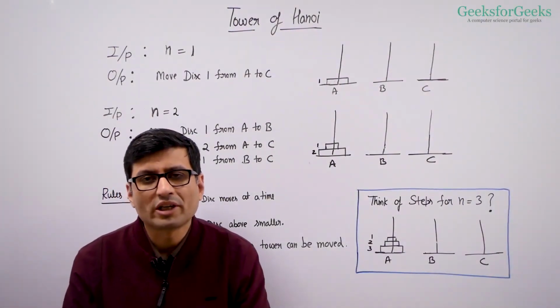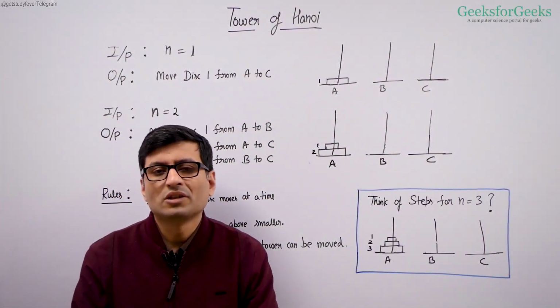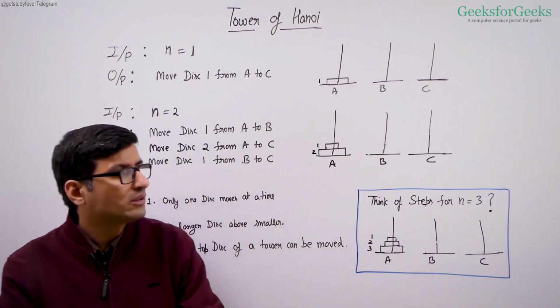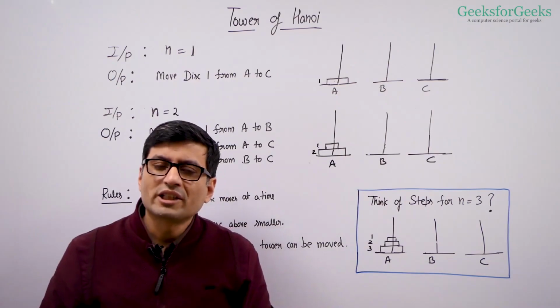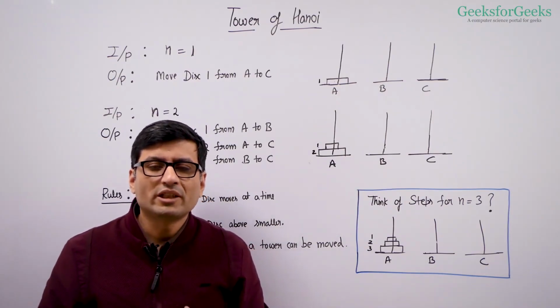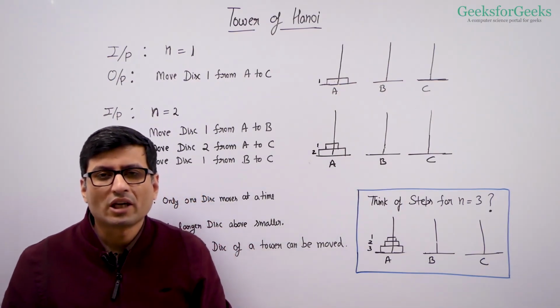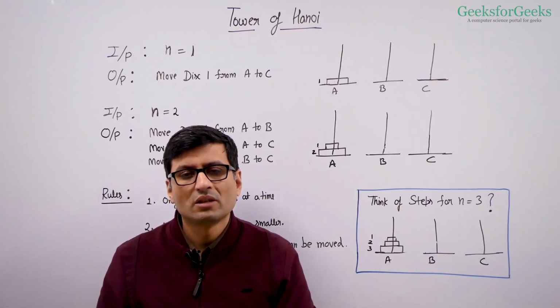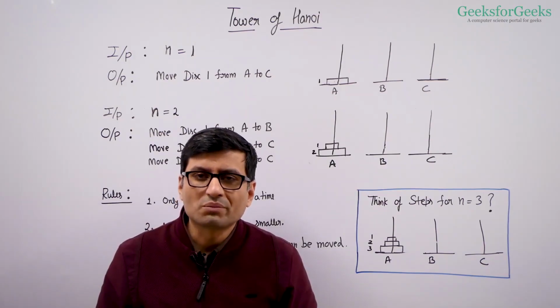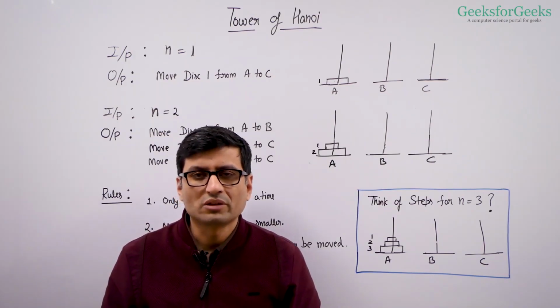Let us see this popular recursion problem. In this problem, we have three towers, A, B and C. There are certain disks which are placed in tower A, and our target is to move these disks from tower A to tower C. We need to use tower B as an auxiliary tower.